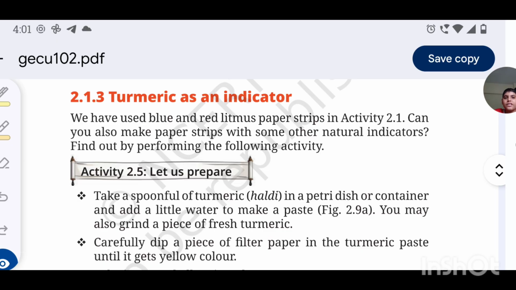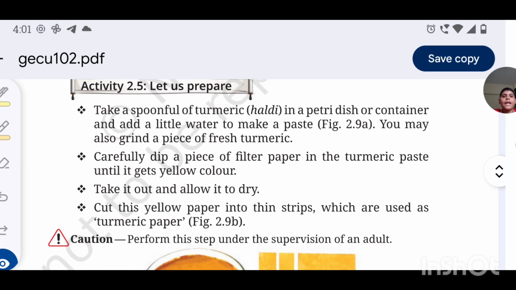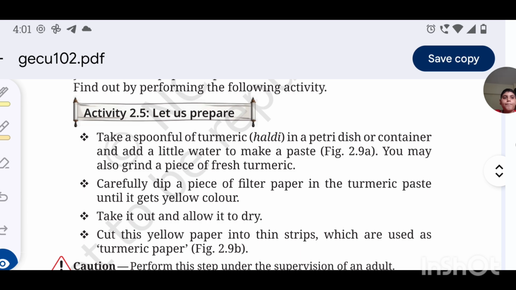Can you make paper stripes with some other natural indicators? Find out by performing the following activity. Take a spoonful of turmeric in a petri dish or container and add a little water to make a paste.